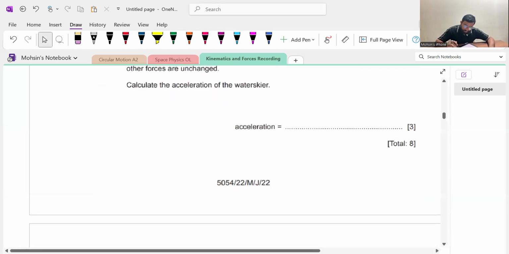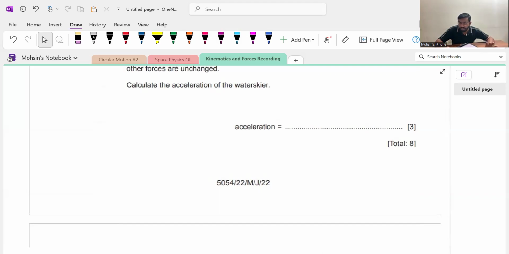Okay, now we have a question from May-June 2022. From 2019, now we are here at 2022. Don't worry. I think 2020 and 21 is missing. So I will add them in the end. Whatever right now we have, we are going with the flow. And at the end, I will include it.